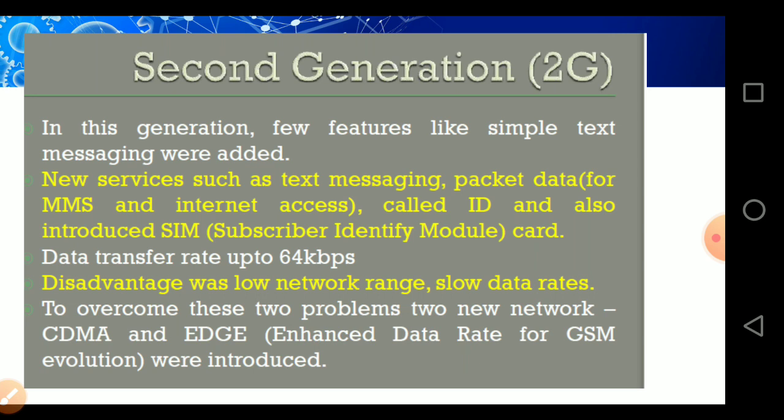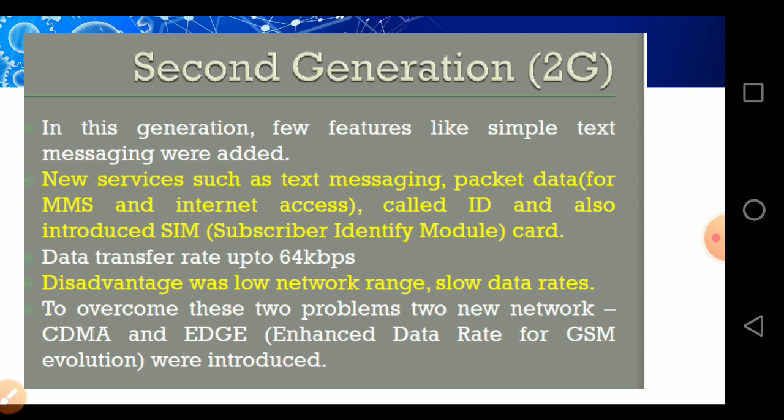And when it came to the second generation, simple text messages, like the SMS we use now, were added to the calling facility. Also something called MMS was introduced, that is short message service, text messaging, as well as multimedia messaging, that is small pictures, not voice, but small pictures and photos could be sent. The SIM, the Subscriber Identity Module card, was introduced, and the speed was increased a little bit. The problem was the low network range and slow data.